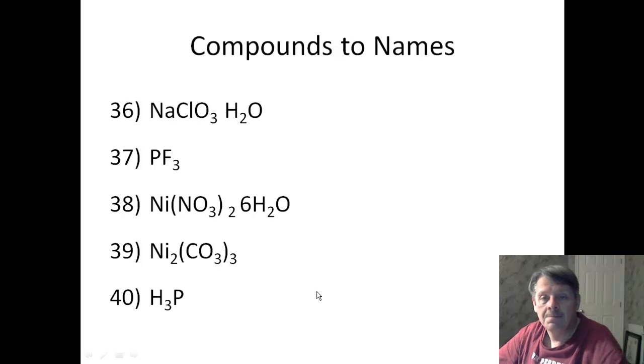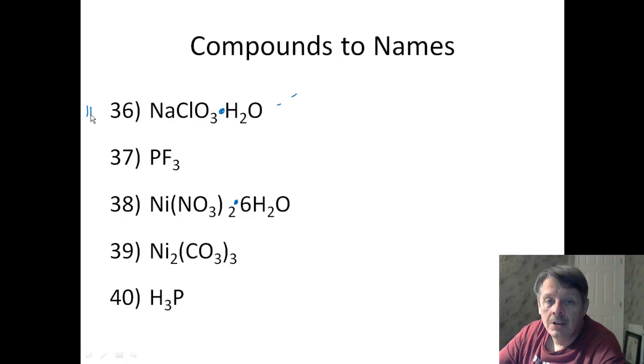All right. Number 36 is definitely a hydrate, because we see it's multiplied by water, and we see 38 is a hydrate also. So again, we name those ionically. PF3 is covalent, because phosphorus is a non-metal. And nickel is a metal, so that's going to be ionic. And number 40 is going to be an acid.